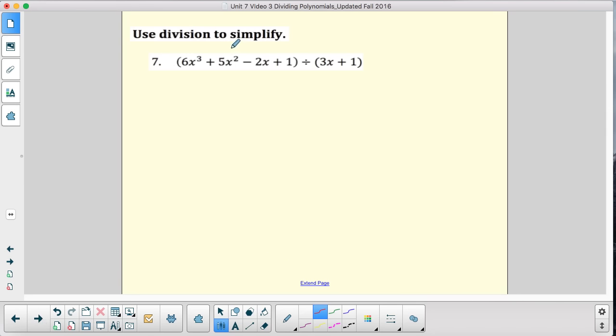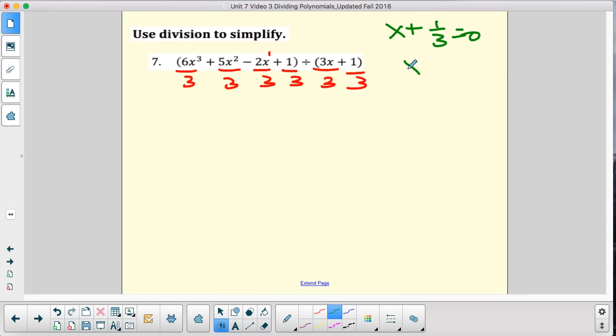Example 7. I look at this. We got 3, 2, 1 constant, so we're good. But this has a 3 in front, so I must divide everybody by 3. I'm going to skip writing it all out. I think we're okay if I just put it into synthetic. So this is really x plus 1/3, and we set it equal to 0. So x is equal to negative 1/3.